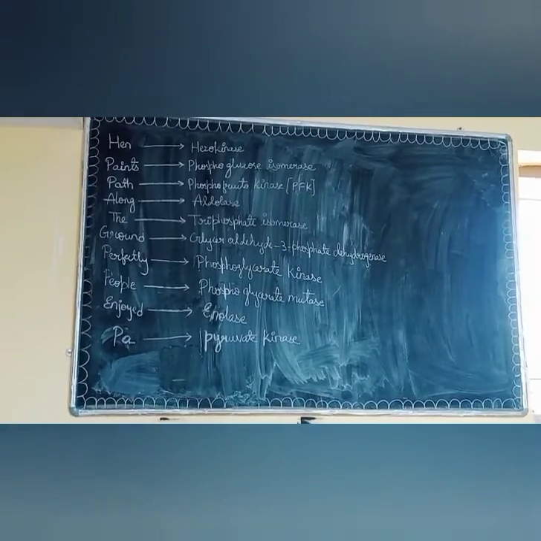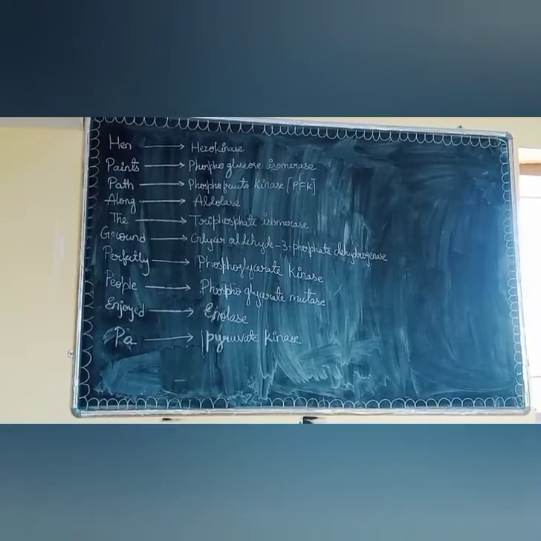From 3-phosphoglyceric acid we will get 2-phosphoglycerate, and the enzyme is phosphoglyceromutase. From 2-phosphoglycerate we get PEP, and the enzyme is enolase. From PEP we will get pyruvic acid, and the enzyme is pyruvate kinase.